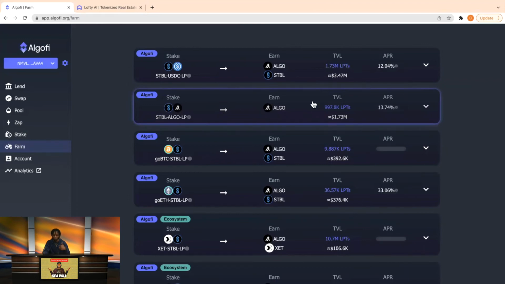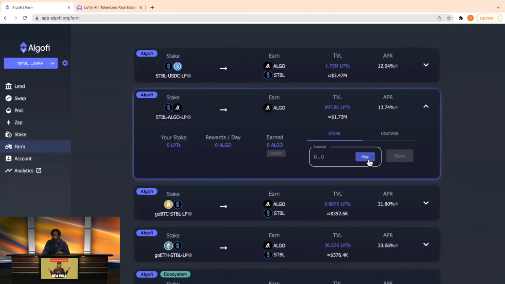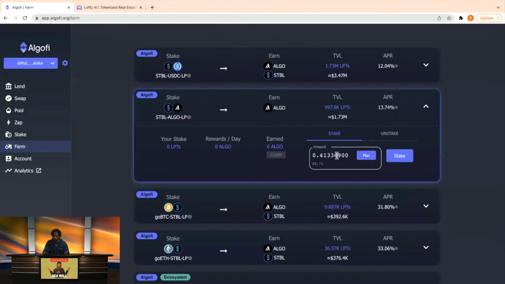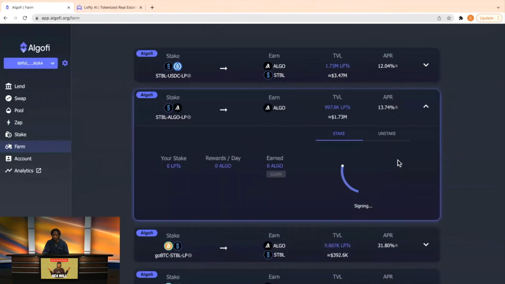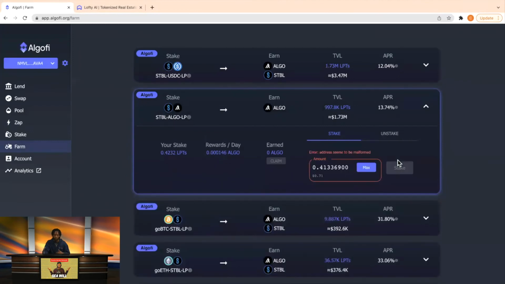What you do is then you click here, and then you stake. You see the stake here. That was one algo. Then you stake. And there's a little error there. Don't mind that. But after you stake, oh, as you see it, it's there. Boom. So you stake, and then you see you immediately start earning rewards.